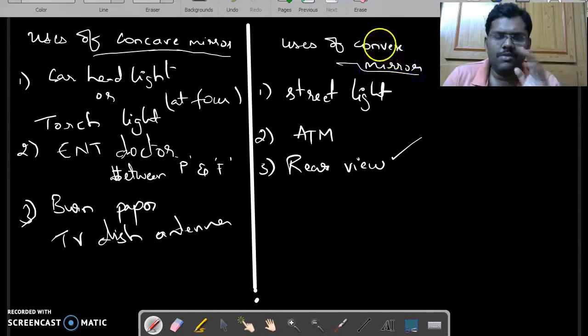These are also very important from the exam point of view, because they ask where we use concave mirrors and where we use convex mirrors. Otherwise they may ask where we use spherical mirrors. For that we can write all these points, whether convex or concave, everything over here.